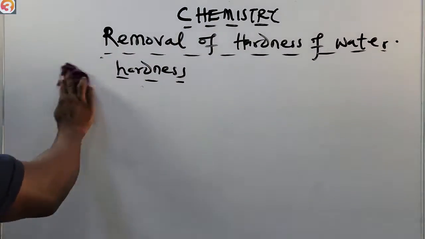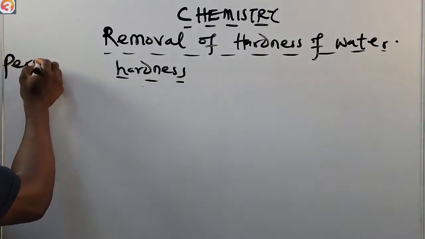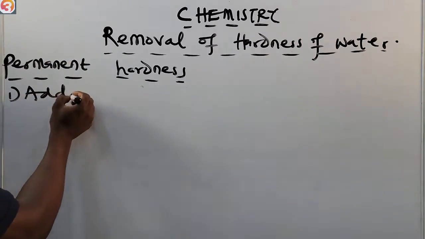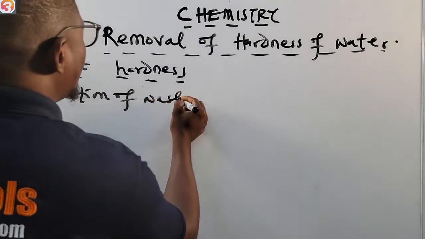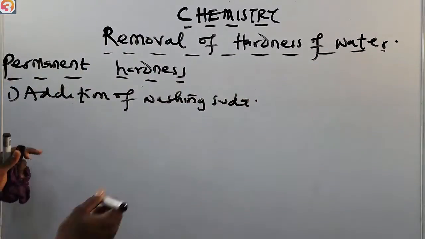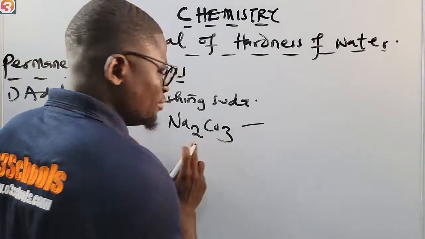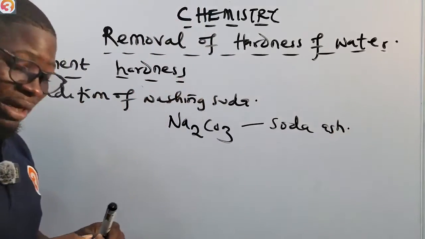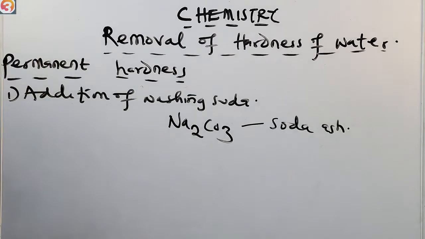Number 1 is by addition of washing soda. Now take note that Na2CO3 is called soda ash. Look at your past questions, you are going to see a question like this: which of the following is called soda ash? You see options that have this, so please don't play with that.